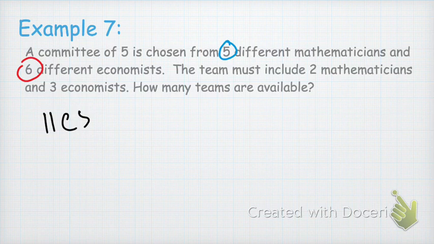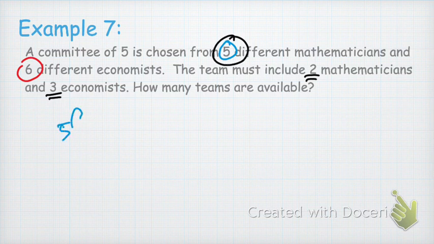However, they said that we need to have 2 mathematicians and 3 economists. So we're going to choose our 2 mathematicians from this list. So out of 5 mathematicians, we're going to choose 2 of them. And then out of our 6 economists, we're going to choose 3 of them.